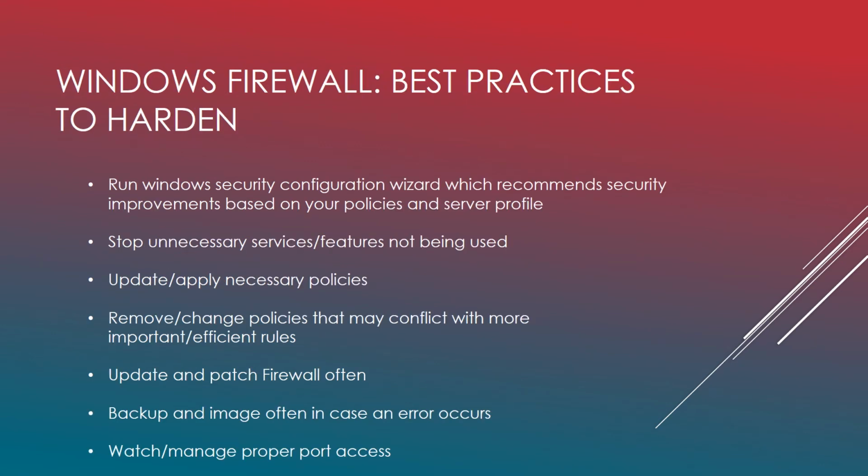Next, we will talk about Windows Firewall best practices. The first one we'll discuss is running the Windows Security Configuration Wizard. This is a wizard setup guide in Server Manager that takes into account what policies you're running and what server profile you have, and will automatically update and set up the security configuration that will best suit your server at the time.